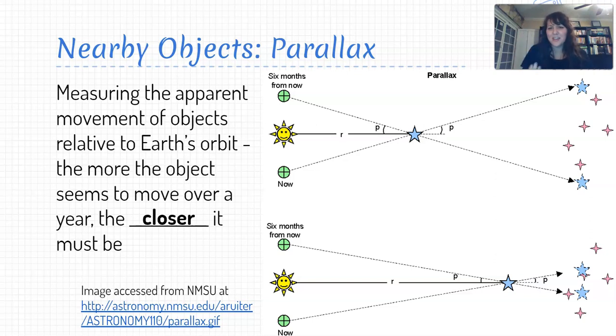And you can experience this just by sticking your hand in front of your face. If it's really close and you move your head a little bit, your hand looks like it moves a lot with respect to your face. But if you put your hand far away and you move your head the same amount, your hand doesn't appear to have moved as much. Okay, that's the basic idea of parallax. If things don't appear to be moving much over the course of a year, they must be really far away. If they appear to move a lot, then they must be pretty close. Okay, so this works really well for relatively nearby celestial objects.